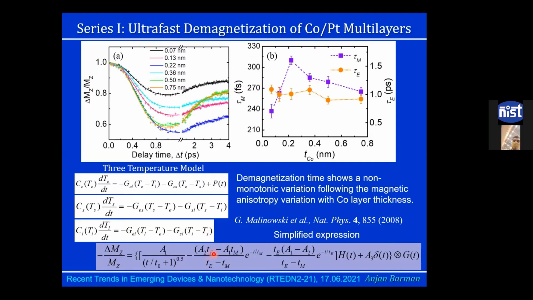We can find out two different parameters. One is tau m, which is the demagnetization time. Another is tau e, which is the fast relaxation time. So you can see that tau m, the demagnetization, is the purple symbol, and it increases up to 0.22 nanometer, and then it decreases. So it somewhat follows the anisotropy trend. But I will show you that it is not due to the anisotropy or the spin orbit coupling, but there is more to it. And of course, the relaxation time is fairly flat.